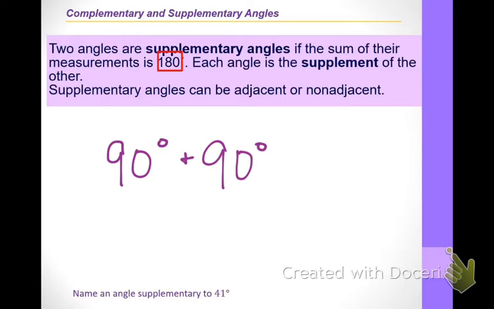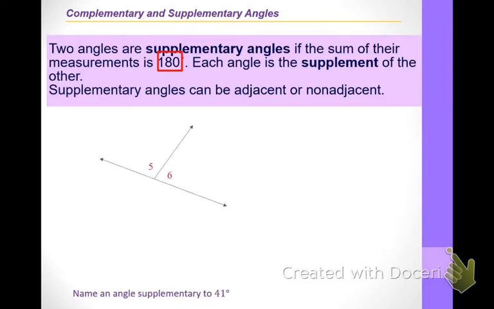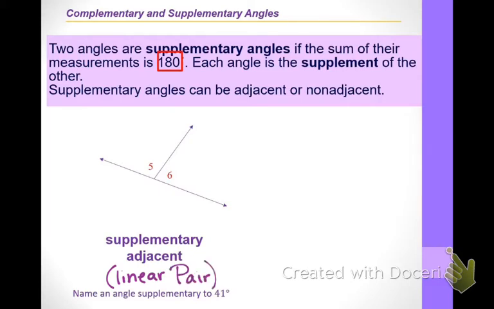Supplementary angles can be adjacent or non-adjacent. Here's an example of them being adjacent. So go ahead and write: these are called supplementary. They are supplementary and they are adjacent. I promise we're going to apply this in 2 seconds. You can even write under it, because I'm going to talk about it in a minute, that this is actually a linear pair. We're going to talk about it on page 3. But we would call this a linear pair.